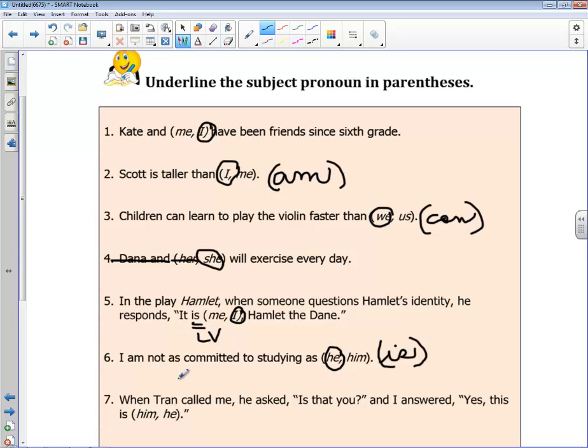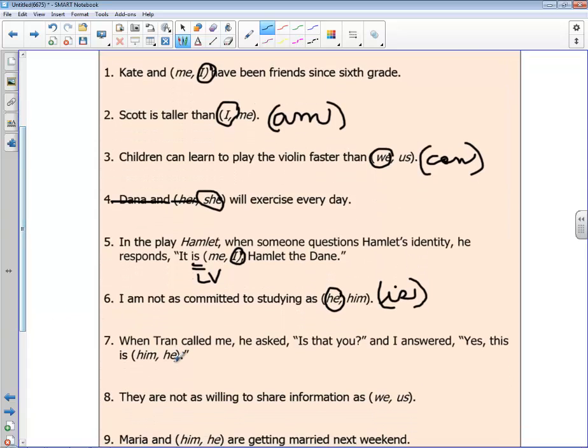When Tran called me, he asked, "Is that you?" And I said, "Yes, this is he." This is he. Formal. Following the linking verb is. They are not as willing to share information as, listen for it, here it is. They are not as willing to share information as we are.